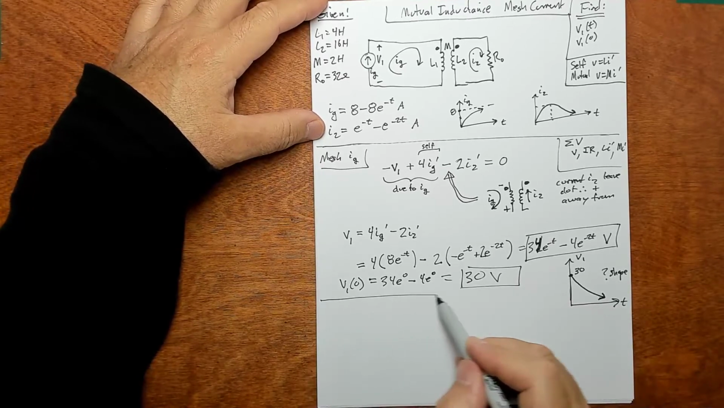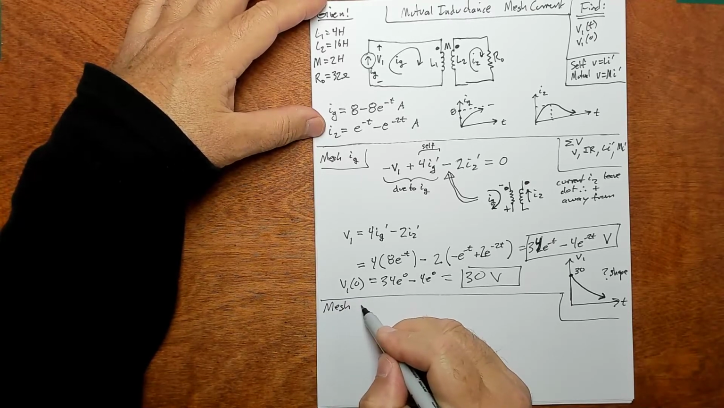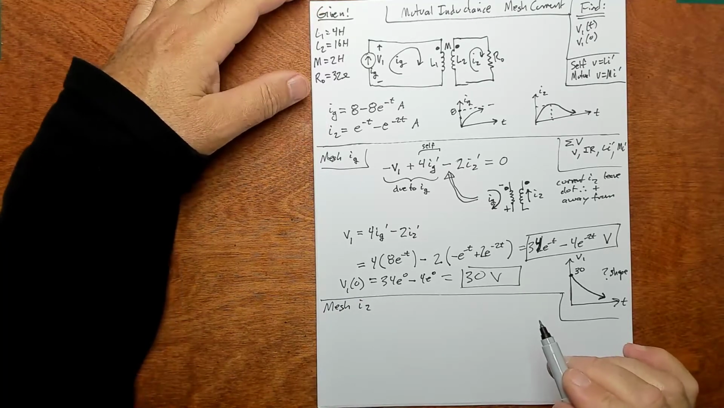The only other thing that we could do, well, there's a couple of things that we could do. One of which is we could write the other mesh equation. Just for kicks, let's go ahead and do that, right?